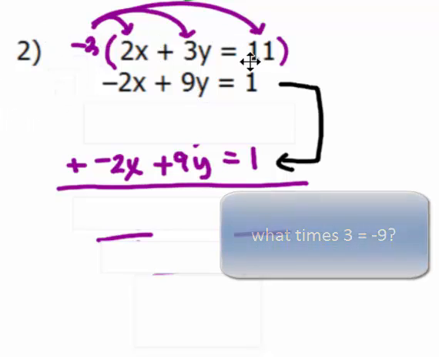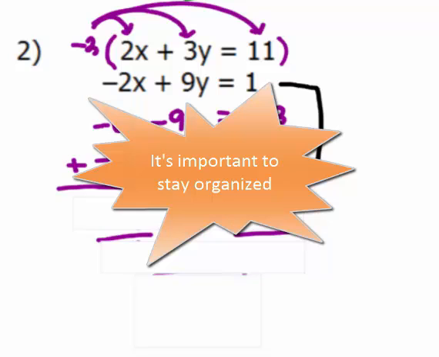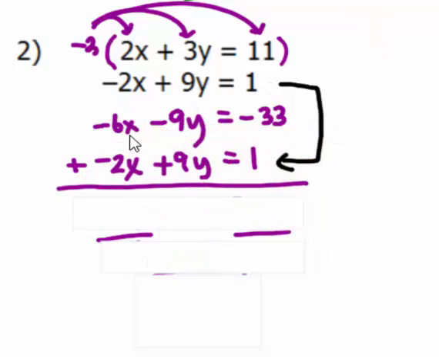Don't forget to distribute. So we're multiplying negative 3 times 2x, negative 3 times 3y, and negative 3 times 11. And one important thing when you're solving your systems with either method, but especially with elimination, is keeping your work organized and really showing everything, lining it up. It's going to make it a lot easier for you. Okay, so we have multiplied everything. Now, double check. We have negative 9, positive 9 for our y's, so they match but are opposite. So go ahead and add the two equations together.